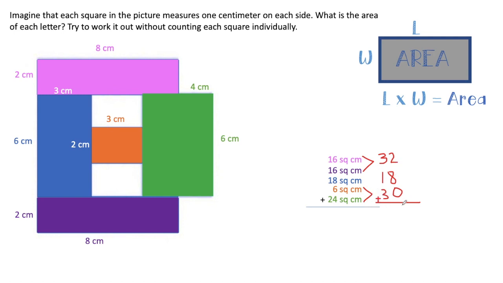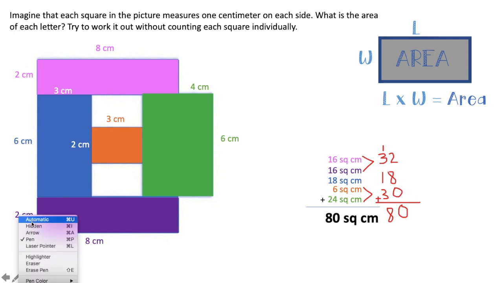2 plus 8. What is that? Oh, right, 10. Okay. 0. Carry my 1. 3 and 3 is 6. Plus 1 is 7. Plus 1 more is 8. Let me check my answer. 80 square centimeters. We nailed it.